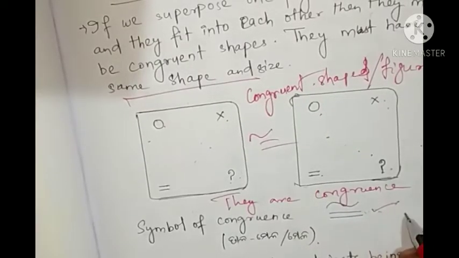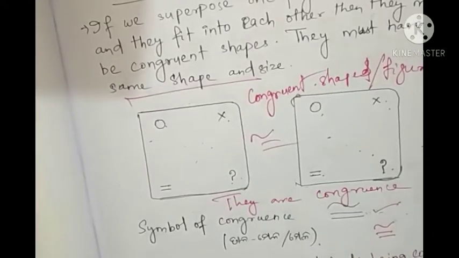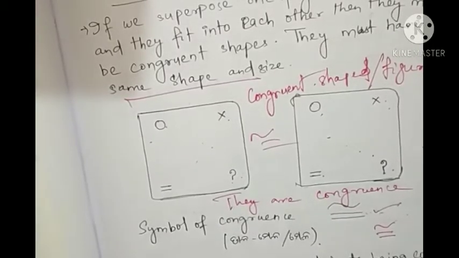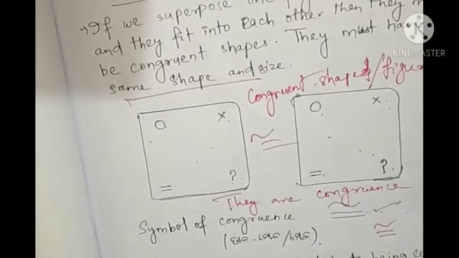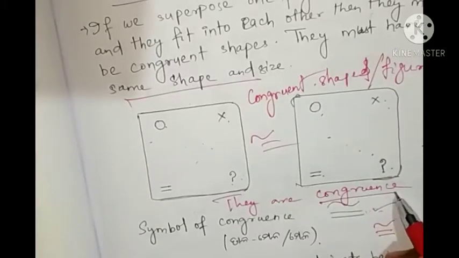Okay, so first you will put two equal signs, then this curve mark, that is the congruence symbol. The relation of two objects being congruent is called congruence. So the relation between congruent objects is what? Congruence. Okay.